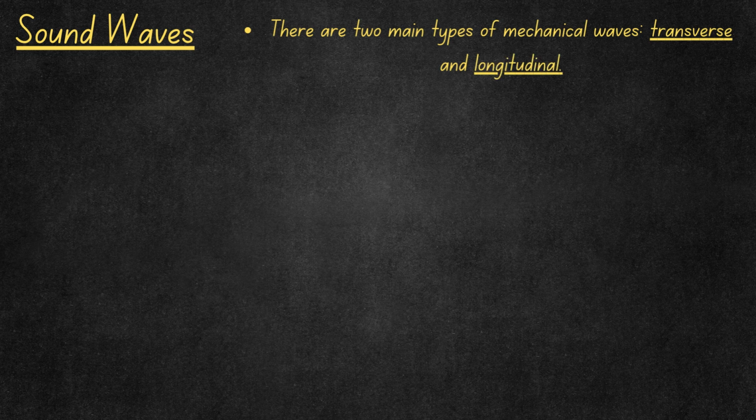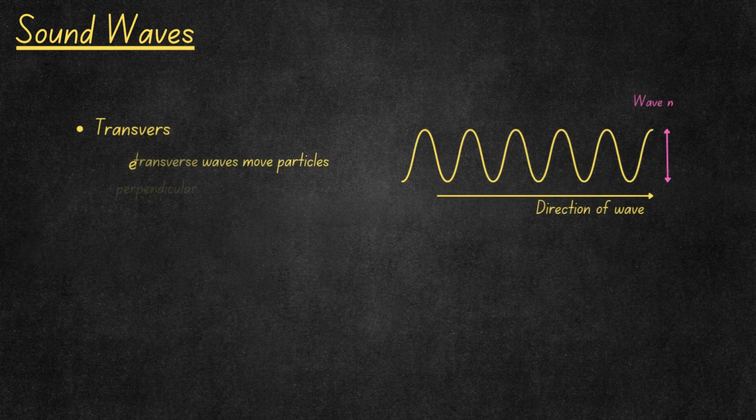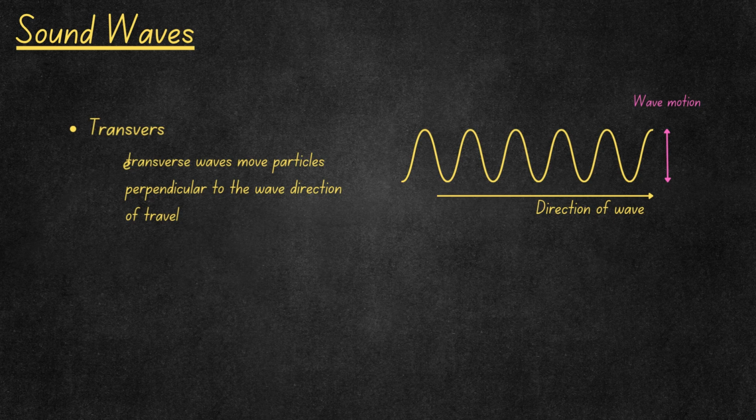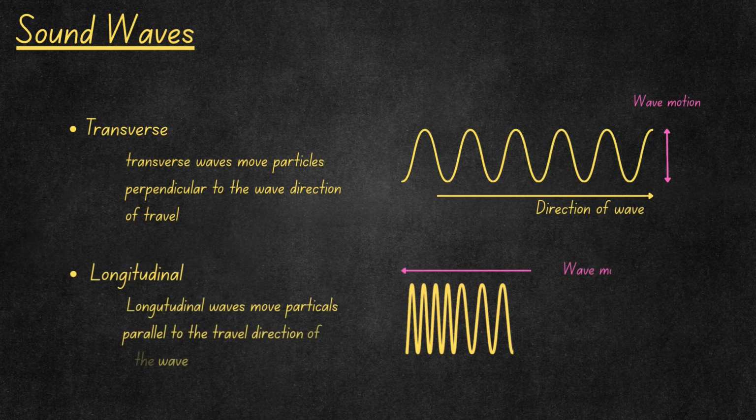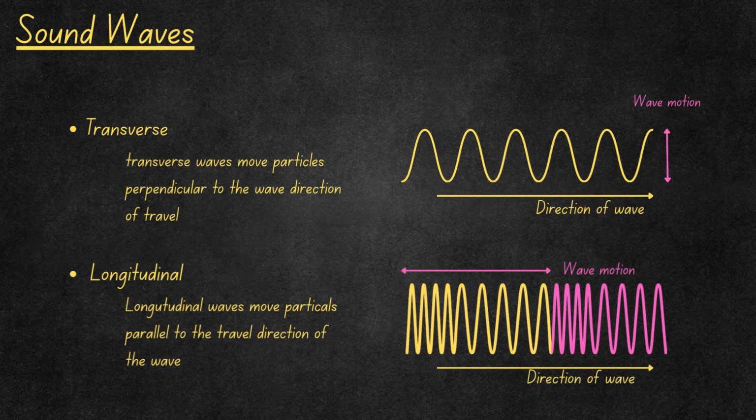Mechanical waves fall into one of two main types. There are transverse waves or longitudinal waves. In simple terms, transverse waves have motion perpendicular to the direction the wave is traveling, such as electromagnetic waves or the vibrations of a guitar string. Longitudinal waves move particles parallel to the wave's direction of travel. Sound waves are longitudinal and will be the focus of the remainder of this video.